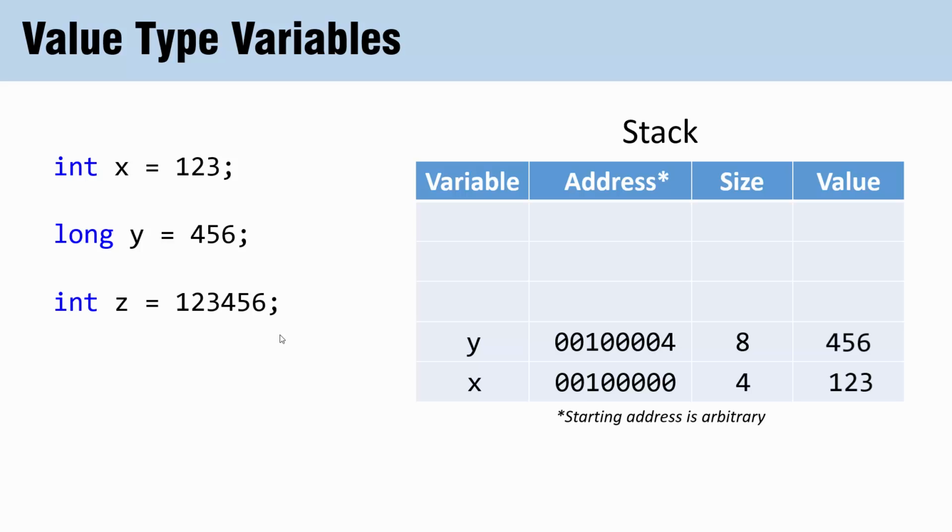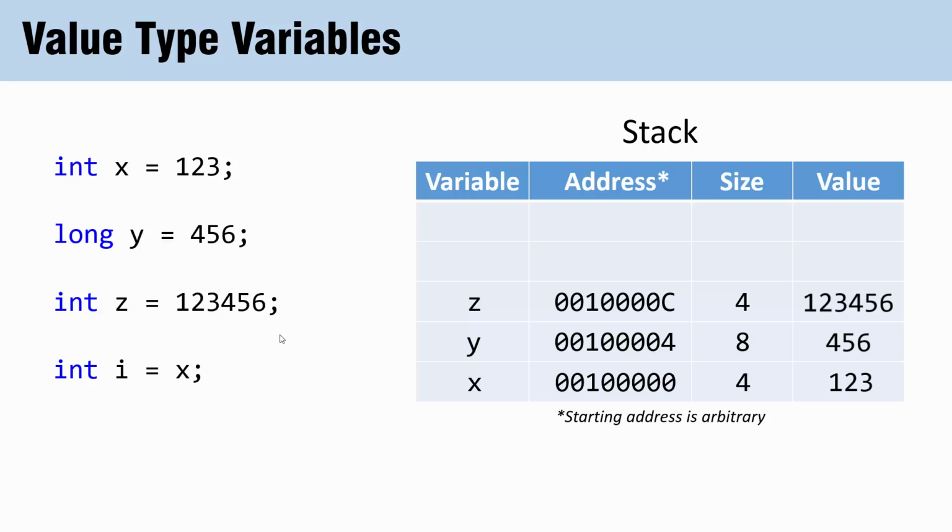Next we'll declare another variable of type int called z. So it's going to follow the same basic pattern, except the address now is 10000C. Again, this is hexadecimal, which is explaining why it's C for the last character and why we're not at address 100012. It is also 4 bytes in size, and its value is stored directly there in the value column.